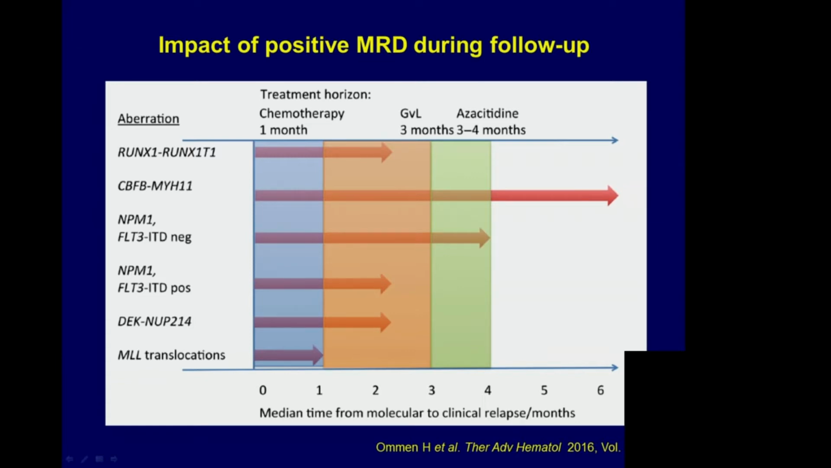Whereas those patients with MLL translocations, the time from molecular positivity to frank relapse could be as short as 1 month. So this means that the strategy in order to treat this molecular positivity has to be determined by the particular molecular subtype of disease.